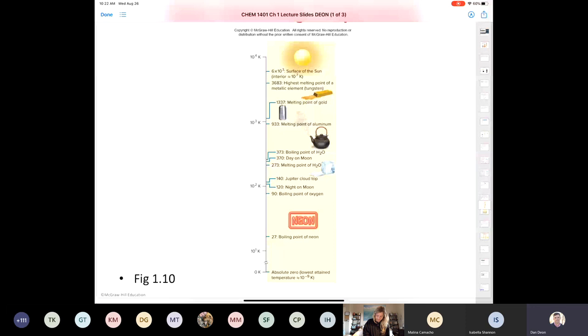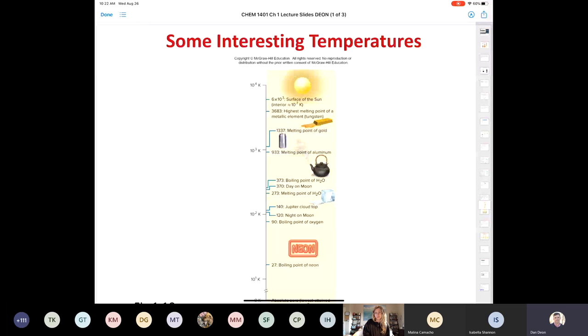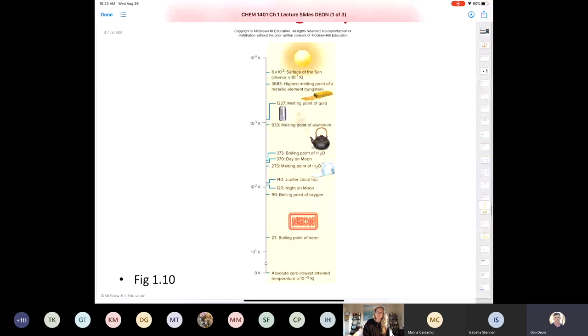All right. And let's talk about temperature for a few minutes. I love this. Some interesting temperatures. I'm sure that some of you take offense to that. You're like, this is not that interesting. Well, to the author of the book, it's kind of interesting. Anyhow, you see that the scale that's on here is the Kelvin scale, which is called the absolute temperature scale.